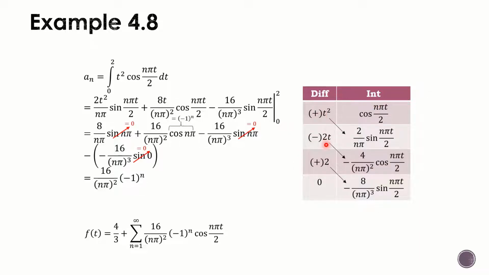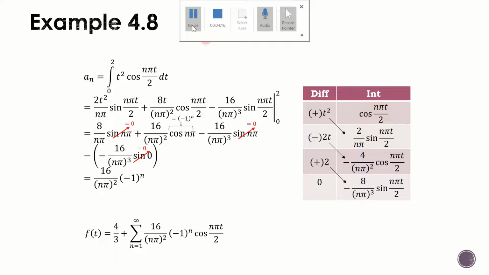We have t squared, differentiate t squared is 2t, differentiate 2t is 2, differentiate 2 is 0. Then we have the integration of cos n pi t on 2. First integration is 2 over n pi sin n pi t over 2, and so on. So you can try to do it yourself. Therefore the solution of a n, how do you get this result? It is from the tabular method. Be careful with the sign, cross multiplication.